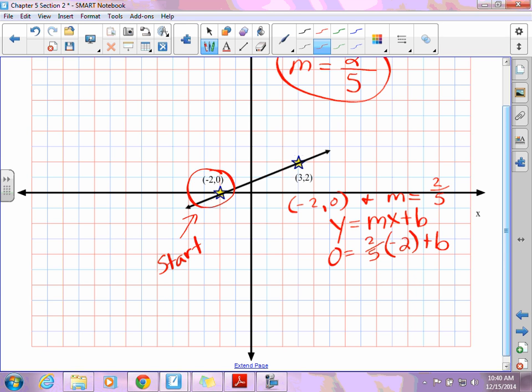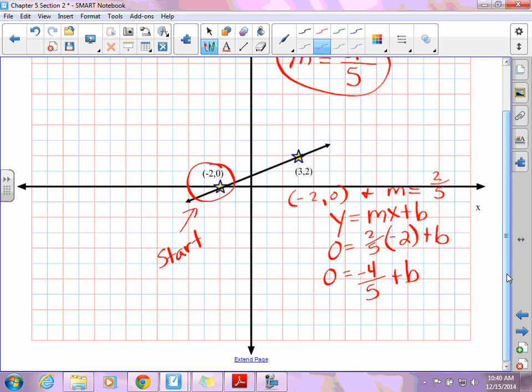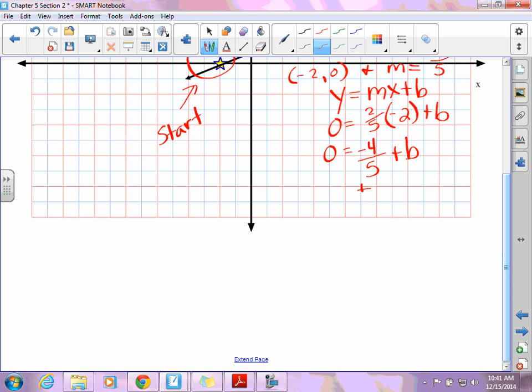Okay. So we get 0 equals, multiply these two together, what do I get? Very good, -4/5 plus b. Okay, keep going. Add 4/5. Excellent. So 4/5 equals b. Okay, I got that. Now what? Write my equation. Y equals mx plus b. Y equals what? 2/5 x plus 4/5. Okay.